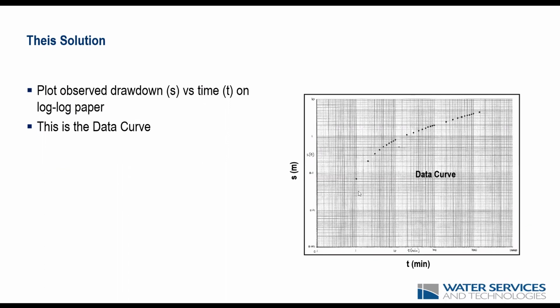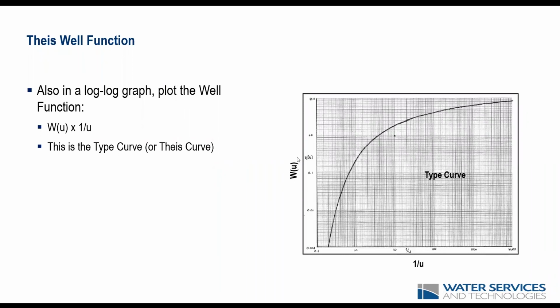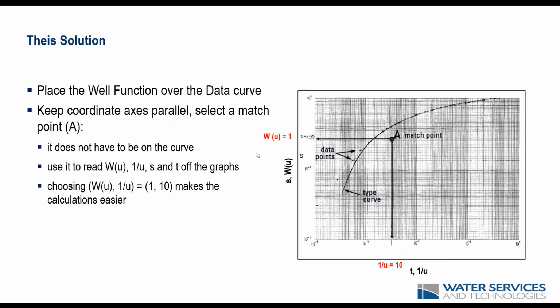So first of all, if we are doing this by hand, we would plot our data curve on a log-log graph, drawdown over time. We would have a graph set up for us with the well function and the type curve, in this case for the Theis method. Here we do the overlay of the two graphs and get our match points. And from our match points, we get the values of drawdown and W(U) for that match point.